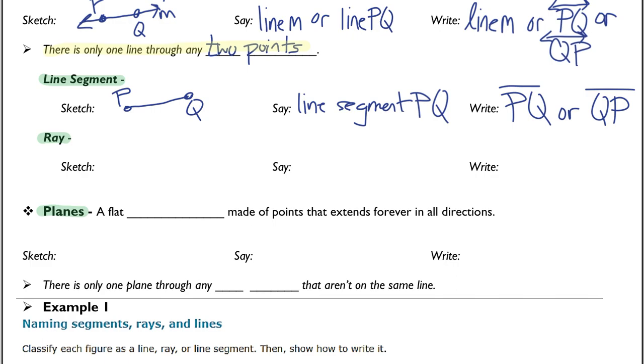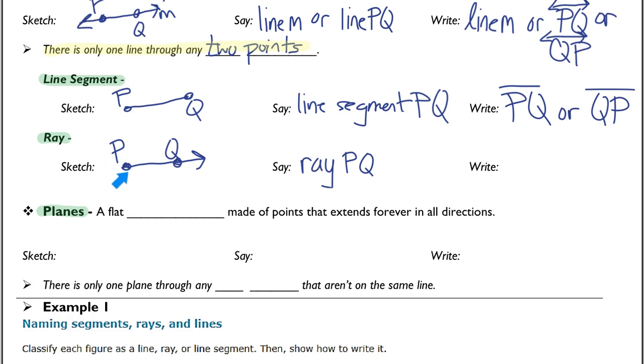So it has something here, and we call this an endpoint because it will stop here, and then it actually goes forever in the other direction. I'll put another point here so we can actually name this ray. So if I used P and Q again, in this case, we would say it's ray PQ. And we cannot say ray QP because it is actually directional. There is an arrow going away from P. So it has to go in this direction.